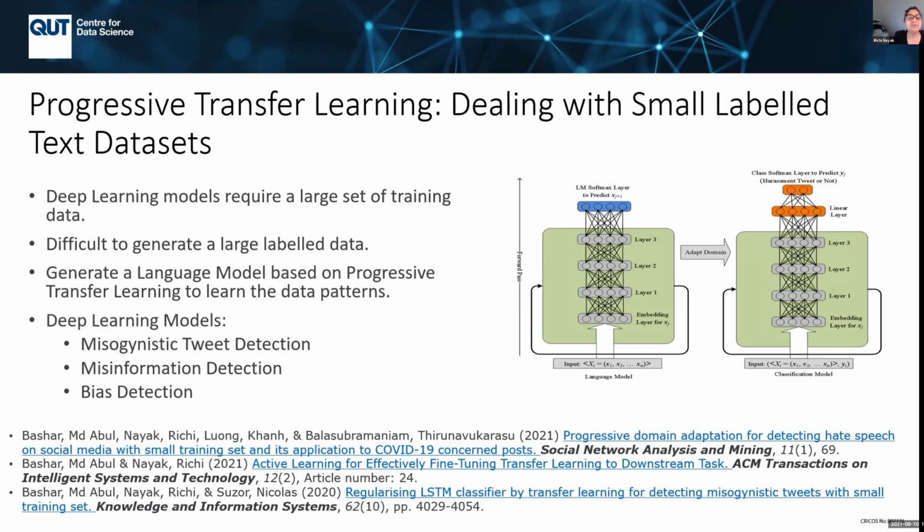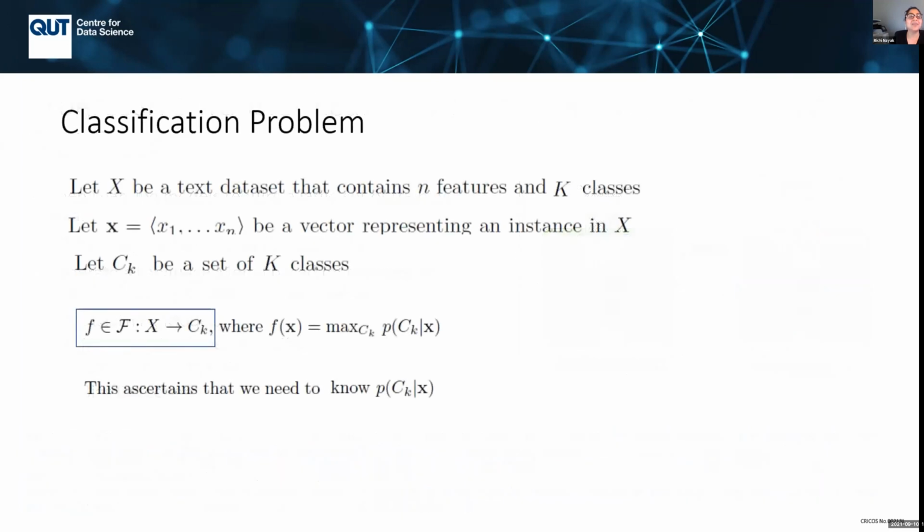In our research group, we have been working on this problem for the last 3 years or so. We proposed this concept of progressive transfer learning that could learn from data sets related to the problem that we are studying, and then transfer those patterns to the problem that we are solving. We saw this kind of network in Fiona's slide as well.